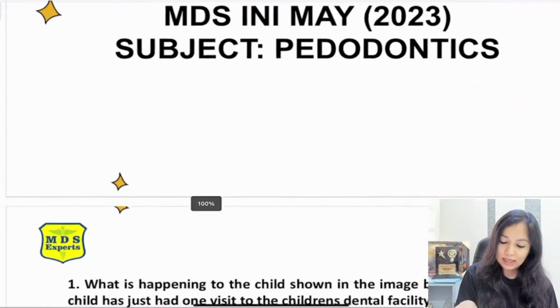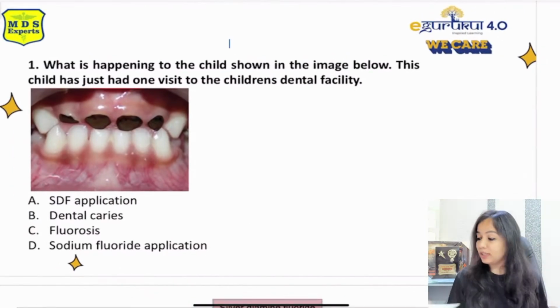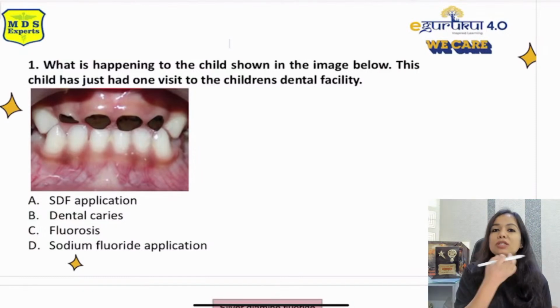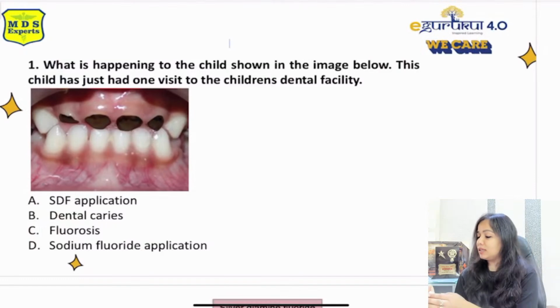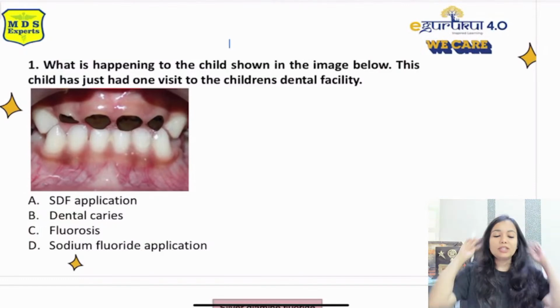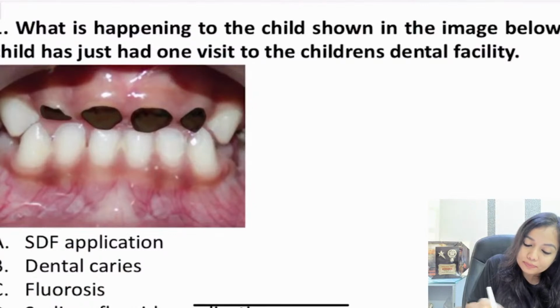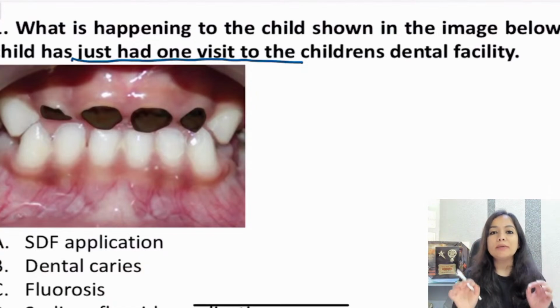The first question that came for pedodontics was a direct picture question, and the picture shows a primary dentition mouth that has a brownish discoloration in the anterior region. The question is, what is happening to the child shown in the image below? This child has just had one visit to the children's dental facility. So as soon as they say just had one visit, that means a primary treatment has been done.